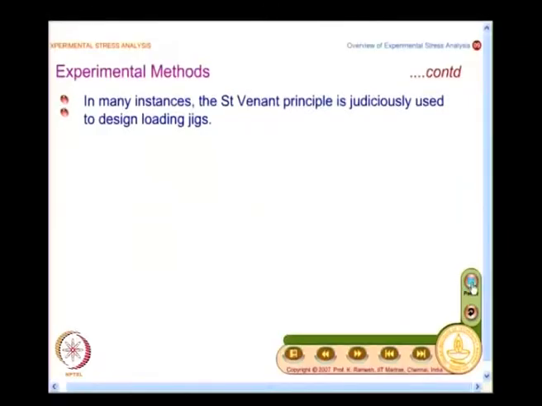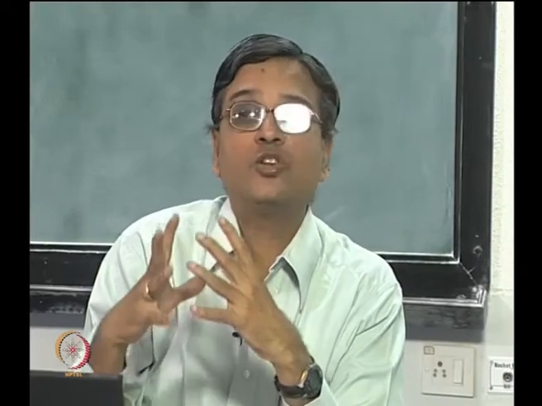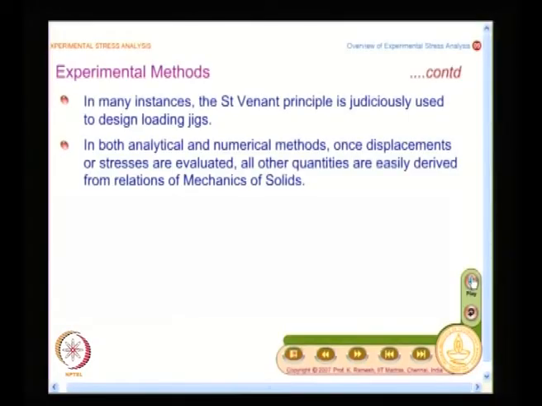This is where you have the famous Saint-Venant principle that is required. In many instances in designing loading jigs, you use the Saint-Venant principle. What it says is, at distances away from the point of loading, the distribution is similar to what we finally want. So, you will have to use the Saint-Venant principle and design your loading jig appropriately, so that it simulates the service load condition as closely as possible.